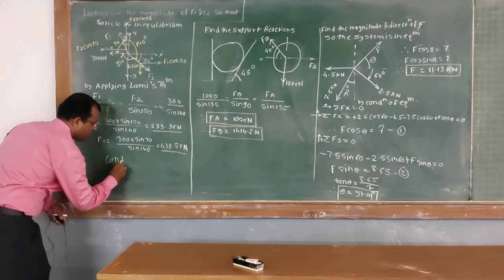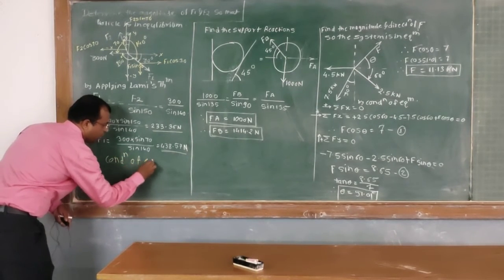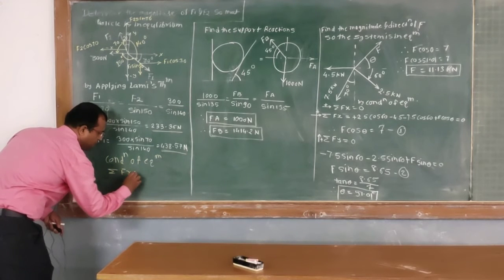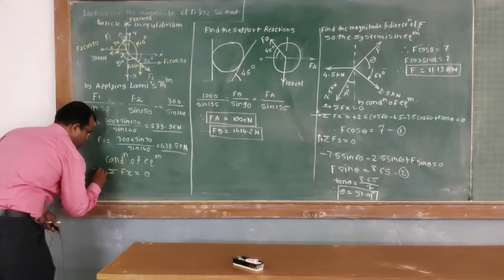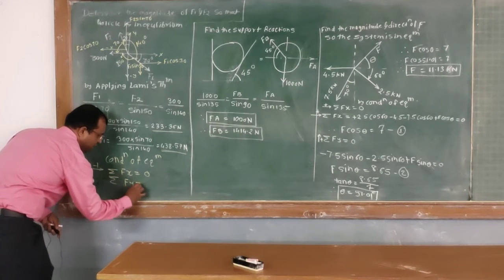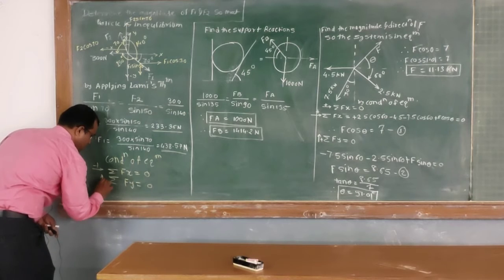So I will write down here the condition of equilibrium. The condition of equilibrium is summation of Fx is equal to 0, where I assume towards right is positive. Summation of Fy is equal to 0, where I assume towards up is positive.